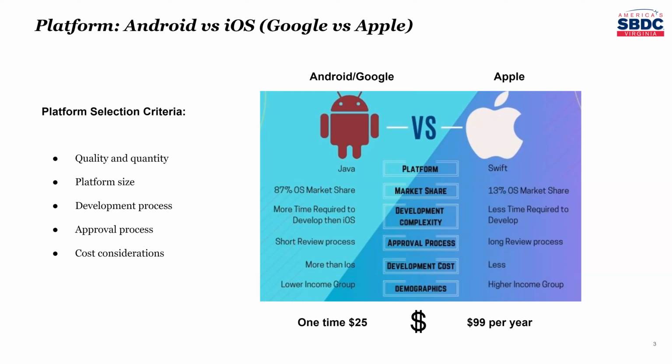But if you're selling in countries that have the disposable income to either buy your app, if that's your business model, or to use your app to find your goods and services, then Apple might be better for the higher income group. The last factor here is the fee to launch an app on the App Store. If it's your first time doing it, Android charges a one-time fee of $25, whereas Apple has a $99 annual fee to be a developer and to have your app on their store.